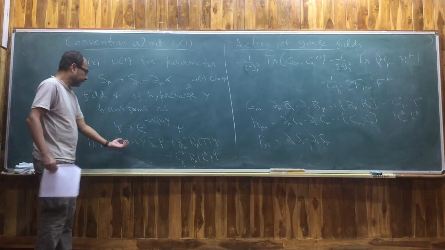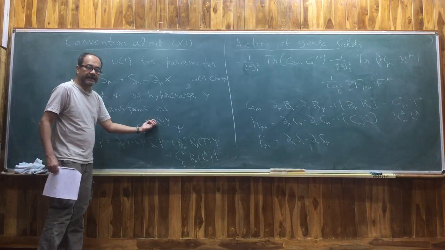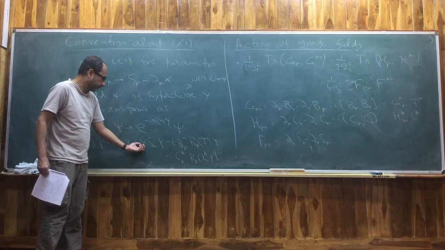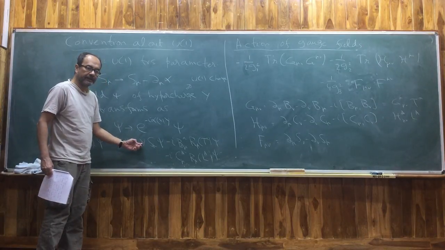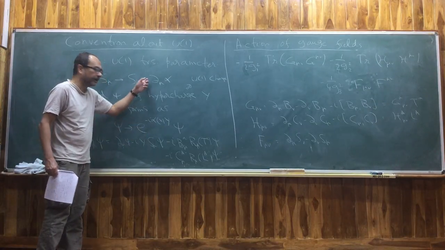So with this definition, del mu psi picks up minus I del mu alpha y, and this picks up plus I del mu alpha y. Okay. Because this minus sign combines with this minus sign to be plus.